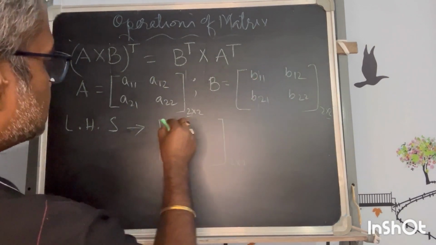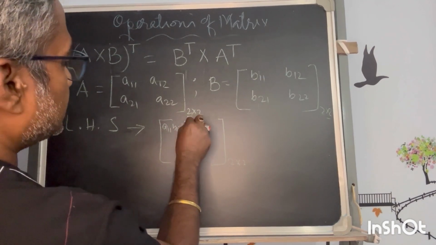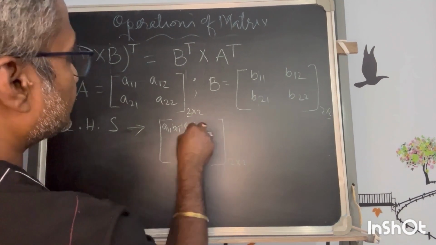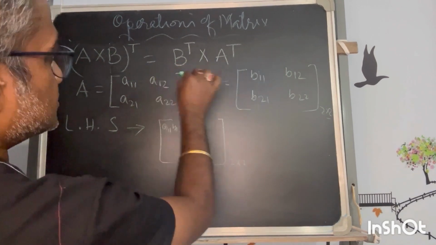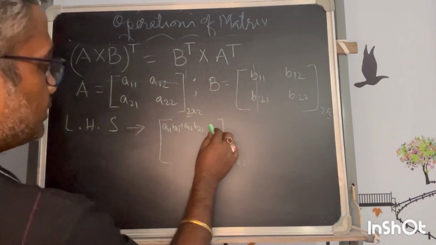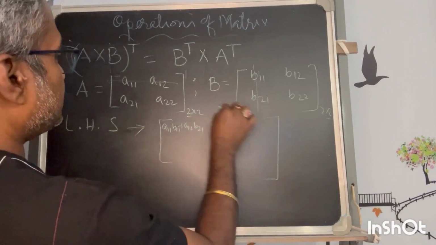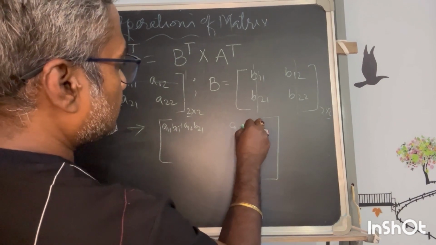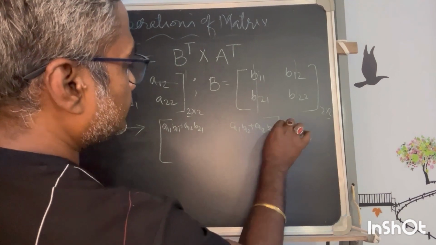This multiplied with this, so the term will be A11 into B11, then plus A12 into B21. So I will get this into this plus this into this, isn't it? Row, column. For the second term, let me expand it a bit because I need some space. The row will be the same, the column will change. So A11 B12 plus A12 B22.